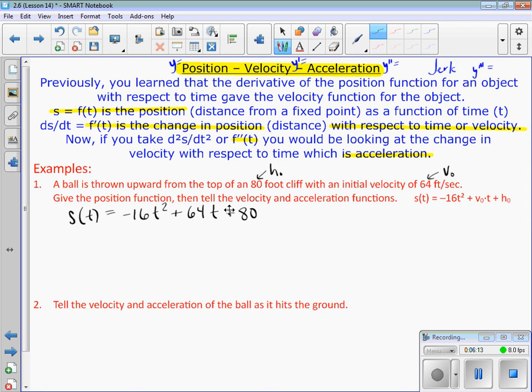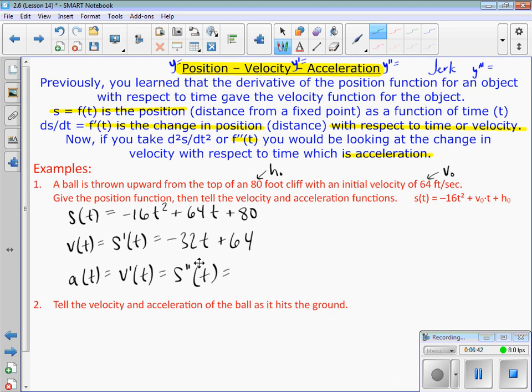It says then tell the velocity and acceleration functions. So velocity function, what do I do? The derivative. So I do the derivative of my position, which gives me negative 32t plus 64. And then how do I find my acceleration function? Yeah, you take the next derivative, right? It's the derivative of velocity or the second derivative of position. You don't have to write all this out each time. It's just for your notes here. So I get negative 32.